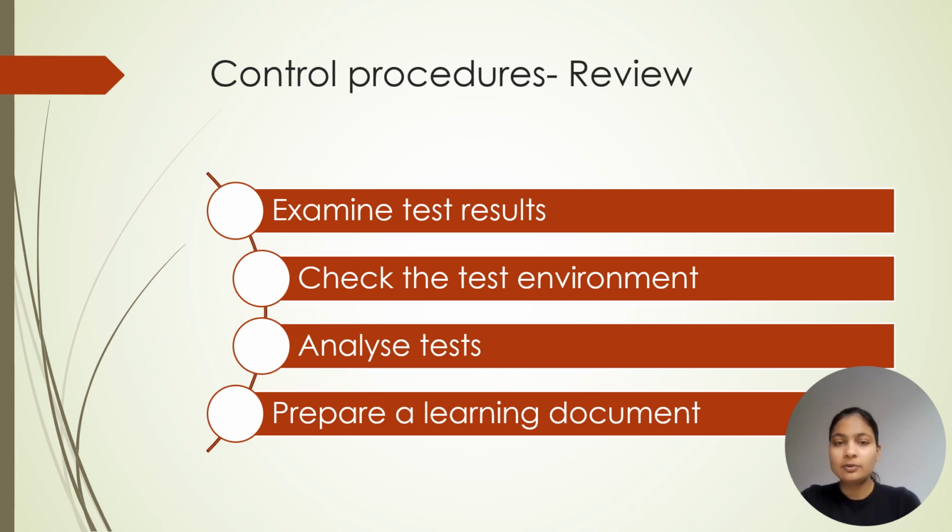There are five types of control procedures. Number one is examine test results. Second is check the test environment. Third is analyze tests. And fourth one is prepare a learning document.